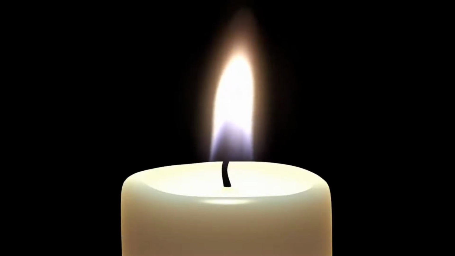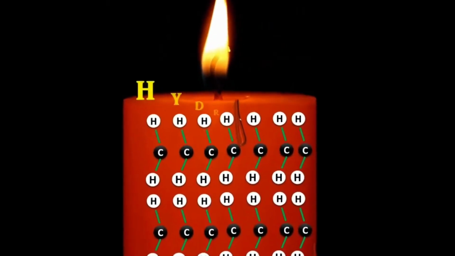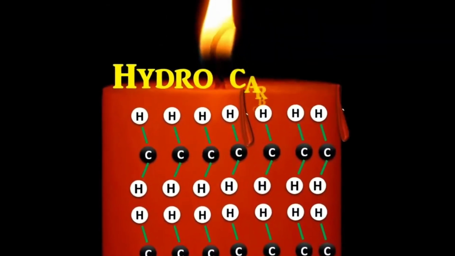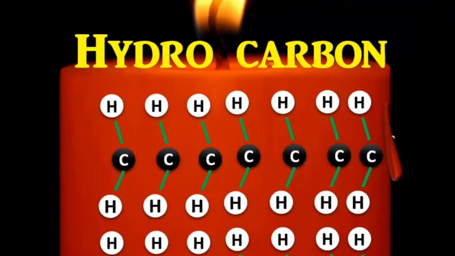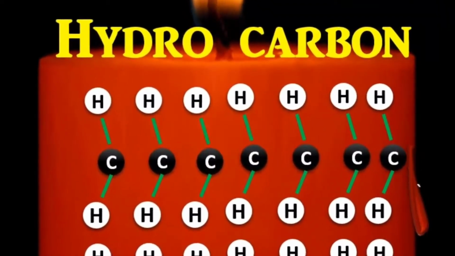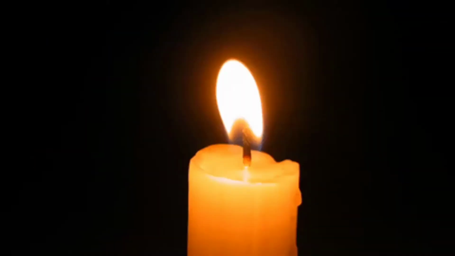The wick works by conveying the fuel to the candle. Paraffin wax is a small chemical factory that converts the hydrocarbons in wax into carbon dioxide and water. Now let us learn how a candle burns.